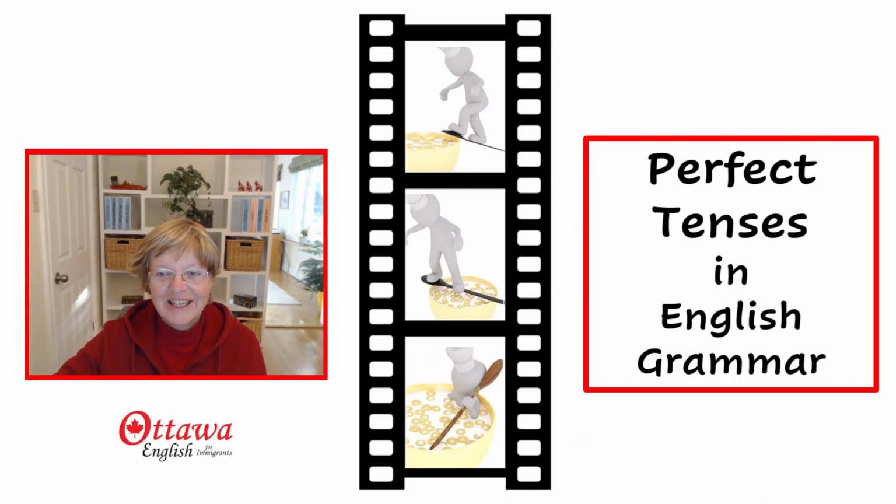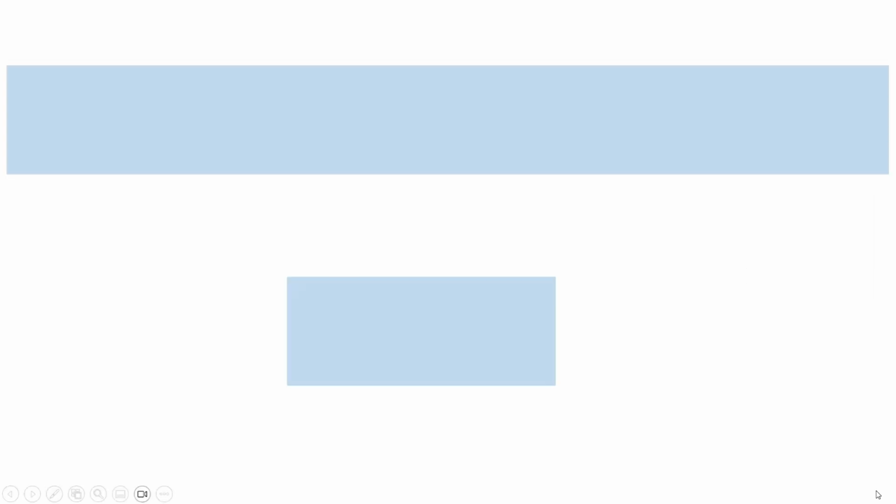I'm Angela. In this video we're going to be looking at the perfect tenses in English grammar. You probably know by now that we have a tense to identify an action that's happened in the past. We have one to identify what happens in the present, and we have a tense to identify what happens in the future. Within those, we have a simple, a continuous, a perfect simple, and a perfect continuous tense.